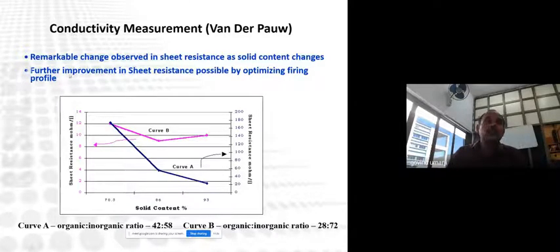irregular shape. So what we observed in this case is a remarkable change in the sheet resistance as solid content changes. Yes, of course, we can see in this graph that the sheet resistance decreases because there is good particle to particle grain growth observed after the sintering process, and further improvement in the sheet resistance is possible by optimizing the firing profile. We can optimize the firing profile in order to have better improvement in the sheet resistance.